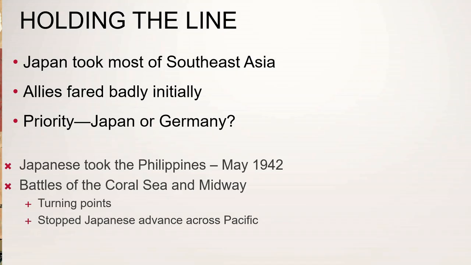Now, the way the war started for America, though, changes that, and the American people want to take care of Japan now. And so, although he would like to put all the resources towards Germany, he's really going to be pushed into allotting greater resources towards the Pacific than he might otherwise want.